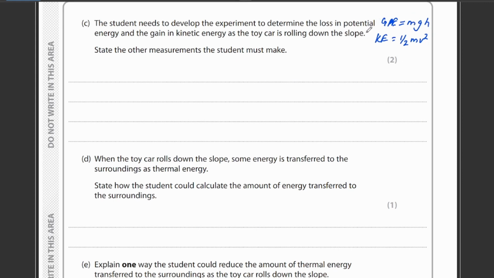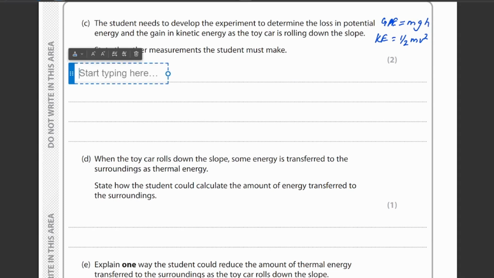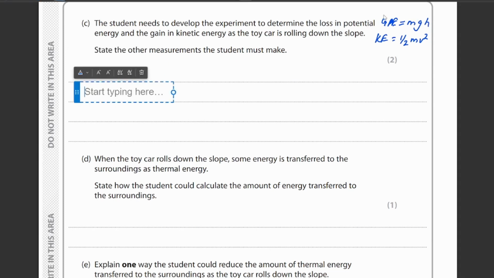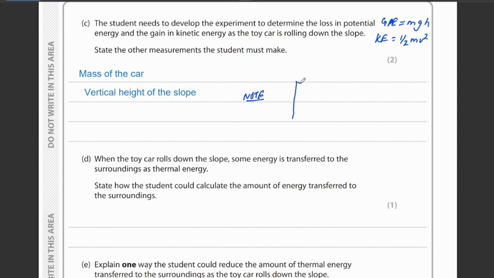So the first point is to say mass of the car, and the next point, in order to find the GPE, you have to work out the height. Remember, the height I'm referring to is the height of the slope. So vertical height of the slope. Now the reason I'm saying vertical height is, it's in your notes. So I'm going to draw the diagram again. You're referring to this height.